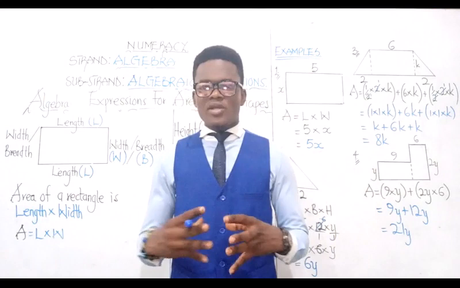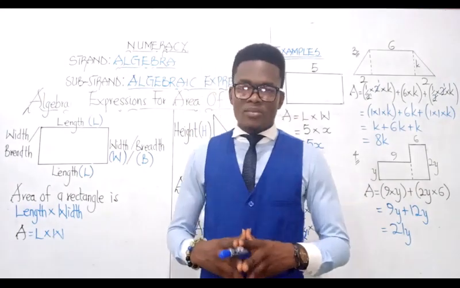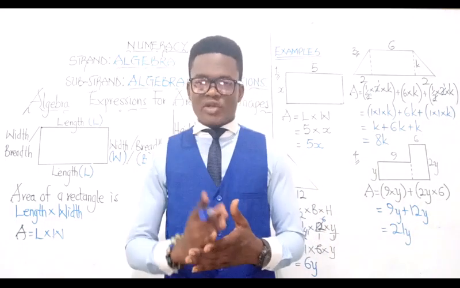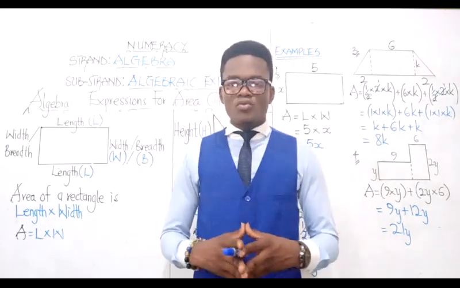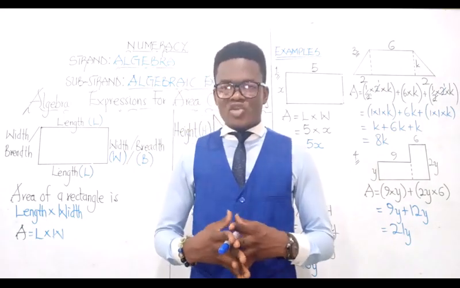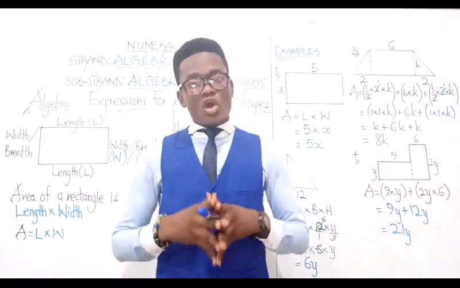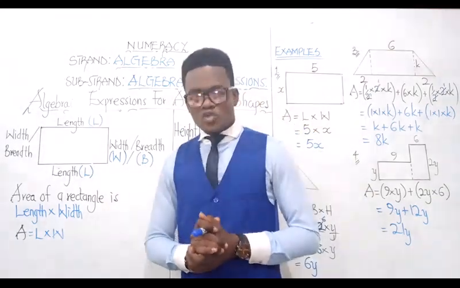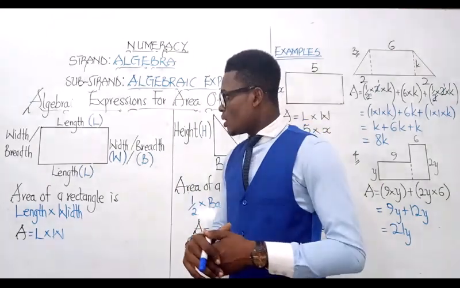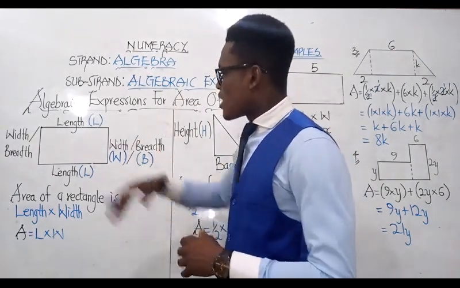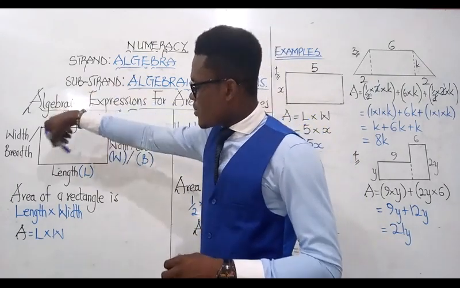Today we are actually going to look at two shapes over here. We're going to look at the rectangle and the triangle. Okay, so we are going to look at the area of a rectangle and the area of a triangle. We are talking about algebraic expressions. All right then. So to find the area of a rectangle, let's first and foremost look at the shape over here.